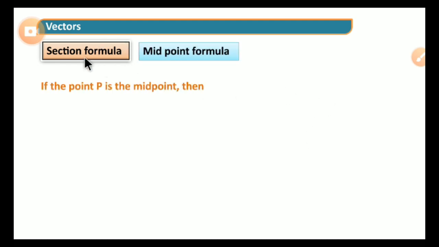Now, based on this section formula, we can also find the midpoint formula. If the point P is the midpoint, then r equals a vector plus b vector divided by 2, or b vector plus a vector divided by 2, because here the ratio is 1:1. So we can put m equal to 1 and n equal to 1. It becomes vector a plus vector b divided by 1 plus 1, which is 2. Therefore, the midpoint formula is r vector is equal to a vector plus b vector divided by 2, or b vector plus a vector divided by 2.